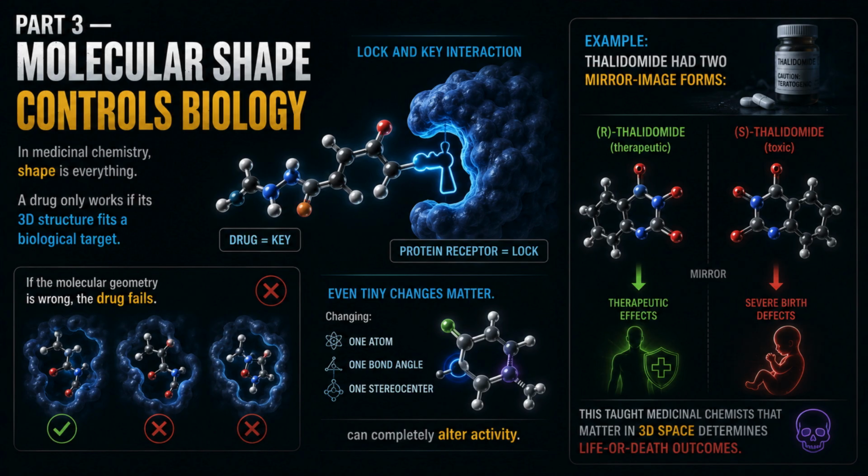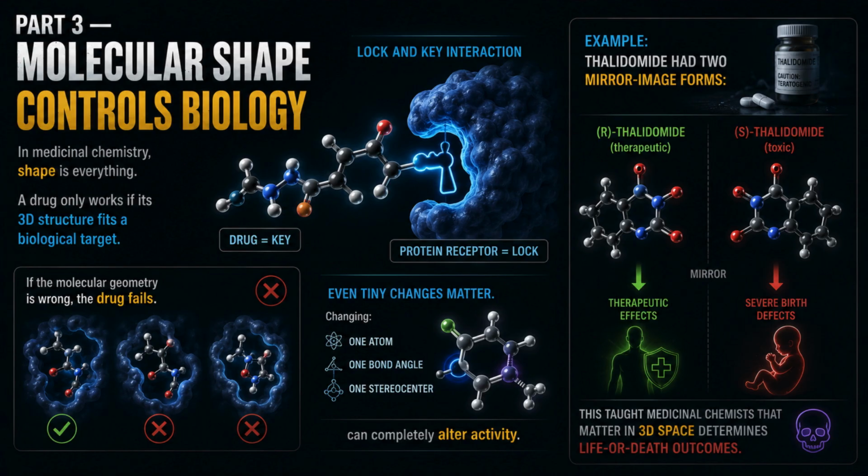In medicinal chemistry, shape is everything. A drug only works if its 3D structure perfectly fits a biological target. This is called the lock and key interaction. The drug acts as the key, and the protein receptor acts as the lock. If the molecular geometry is even slightly wrong, the drug can fail. Changing just one atom, one bond angle, or one stereocenter can completely alter biological activity.